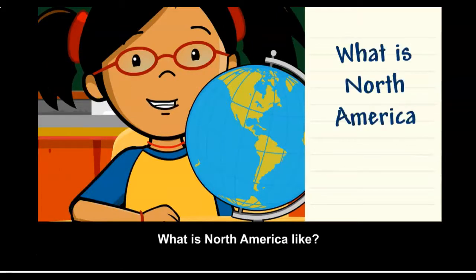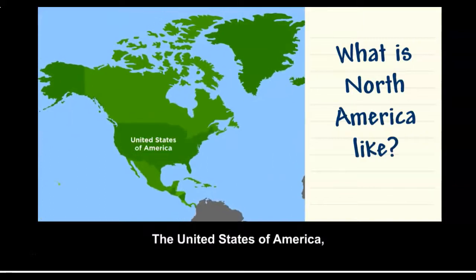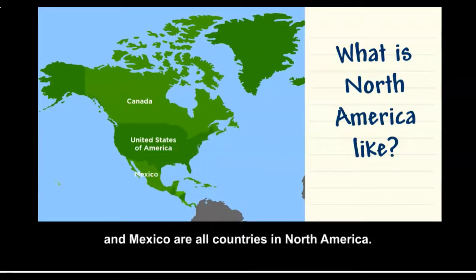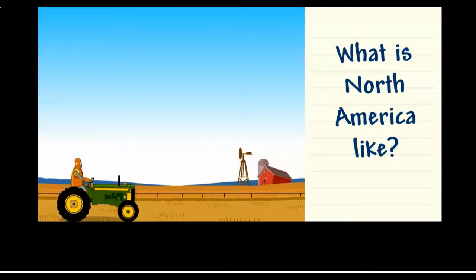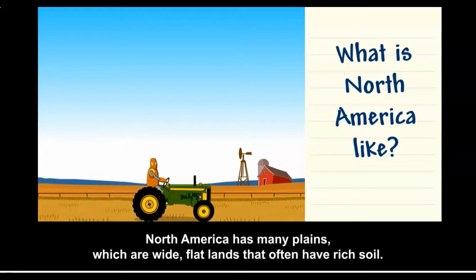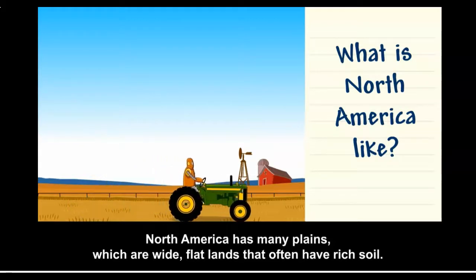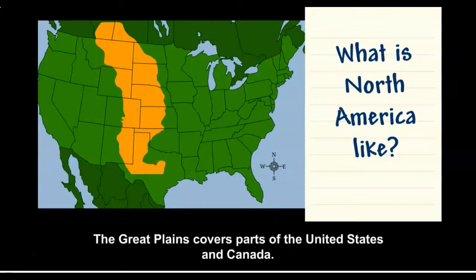What is North America like? The United States of America, Canada, and Mexico are all countries in North America. Central America is the long, narrow part of North America that connects to South America. North America has many plains, which are wide, flat lands that often have rich soil. The Great Plains covers parts of the United States and Canada.